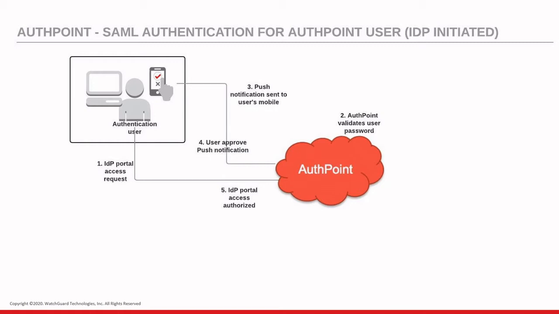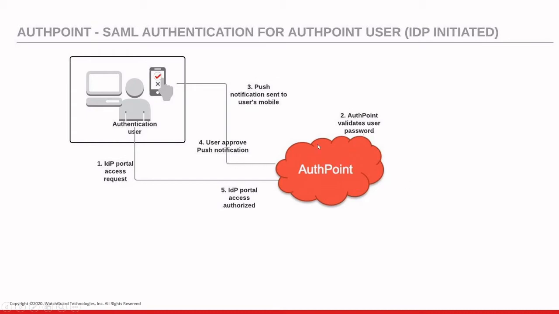So in this example, we have a user that wants to log in to his identity provider portal with all these applications. As you can see here, the authentication is going to start by logging into the identity provider portal. In this scenario, we have the username and password. This user is not part of Active Directory, so most probably he's created in the cloud under AuthPoint. The request is sent to the cloud. AuthPoint is going to validate the username and password that is sent.